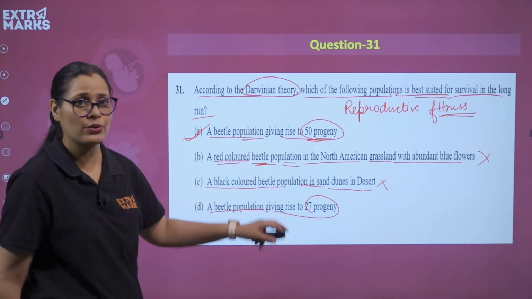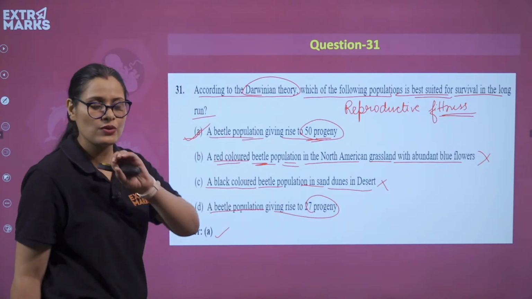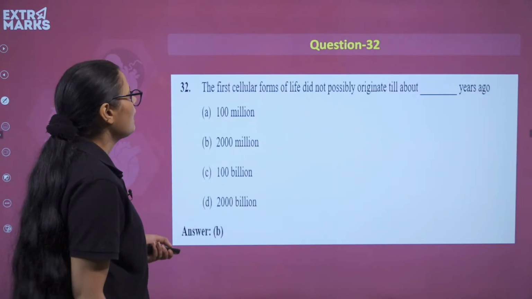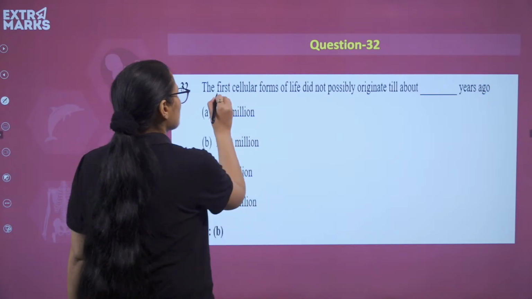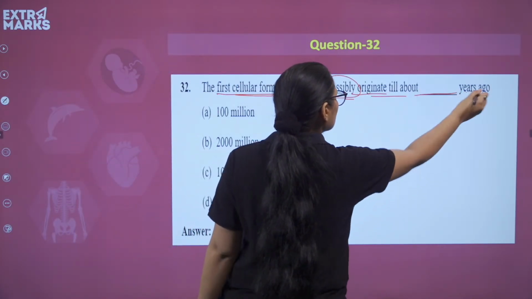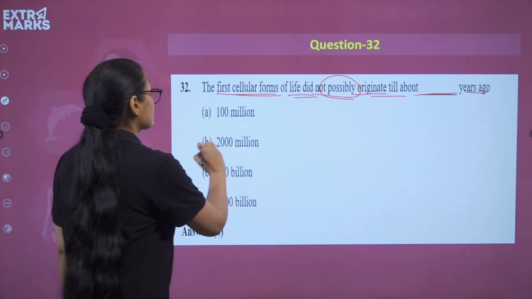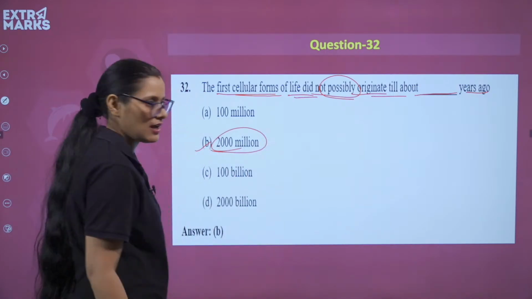That's a very good question, a conceptual question, a difficult question, no doubt. Please pay attention to the basics. The next question is 32. The first cellular form of life did not possibly originate till about how many years ago, directly from your NCERT, and the answer is 2000 million years ago.